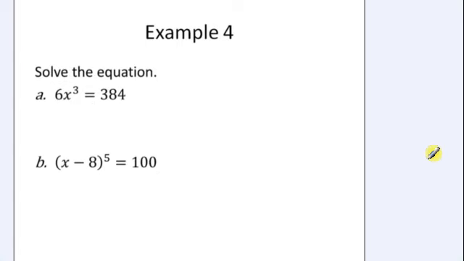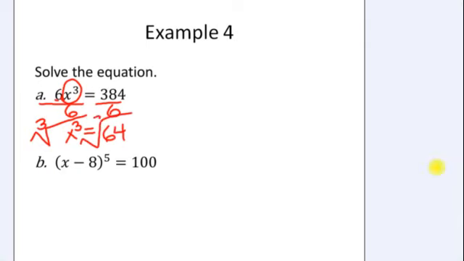When solving equations with exponents, we still want to use inverse operations. So in example A, the first thing I want to do is isolate the x cubed. So I'm going to divide both sides by 6 in my first step. Then I end up with x cubed equals 64. Then the inverse operation of cubing something is to take the cubed root of it. So if I take the cubed root of both sides, I get that x equals 4, because the cubed root of 64 is 4.